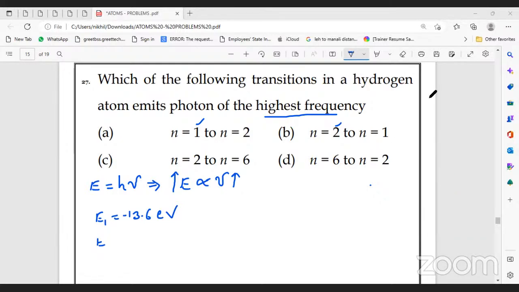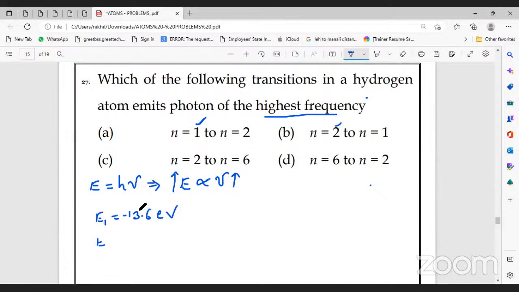The hydrogen atom that is going to emit the photon of the highest frequency. So which is going to emit the highest frequency, you have to find. You know that the energy is equal to h into nu. So clearly that tells energy is directly proportional to the frequency. More the frequency, more the energy. So here they are talking about the first orbit. So I will go with E1.